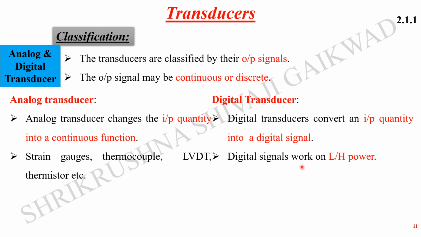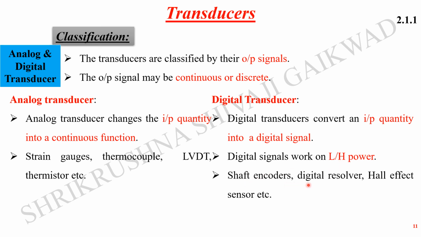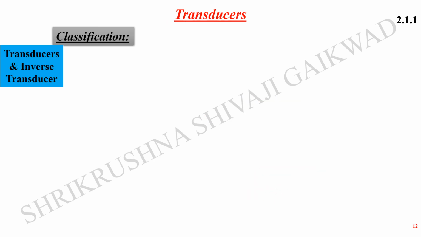The digital signal works on low and high levels, meaning a low signal or a high signal. We can consider 0 and 1 as the binary signal, for outputs or inputs. Shaft encoders, digital resolver, and Hall effect sensors are examples of the digital transducer.